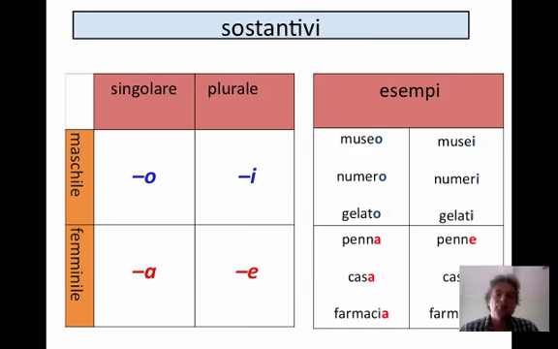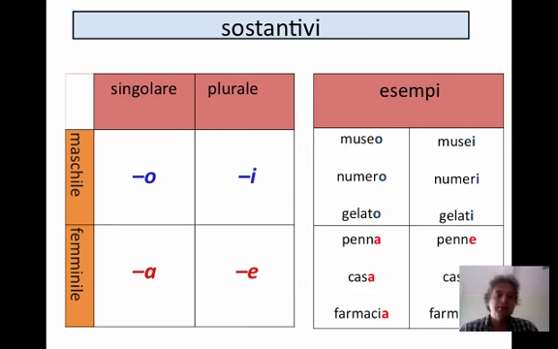Museo, as we said before, is a masculine singular word. Its plural is formed by replacing the ending o with the Italian vowel i. So museo becomes musei in the plural. Numero becomes numeri, numbers in the plural. Gelato would be one, but the ending i tells us that there's more than one.